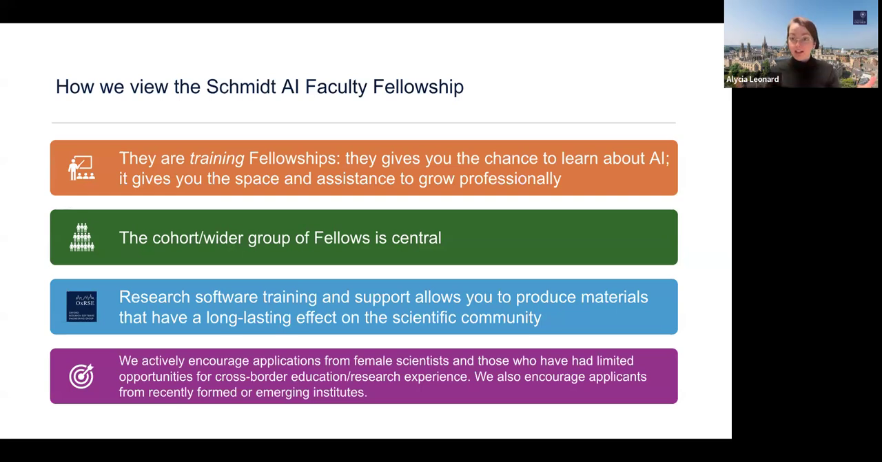Beyond all these training components, we also want to emphasize that we really encourage applications from female scientists and those who have had limited opportunities for cross-border education or research experience, as well as those from recently formed or emerging institutes. So we really want to make sure that everyone feels included and has space at the table within this fellowship. There's no one who is outside of the scope, for instance, based on those criteria.